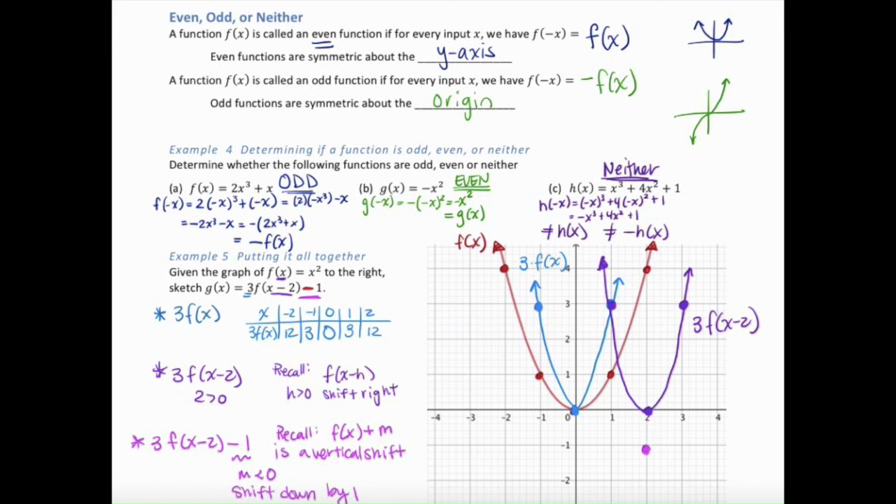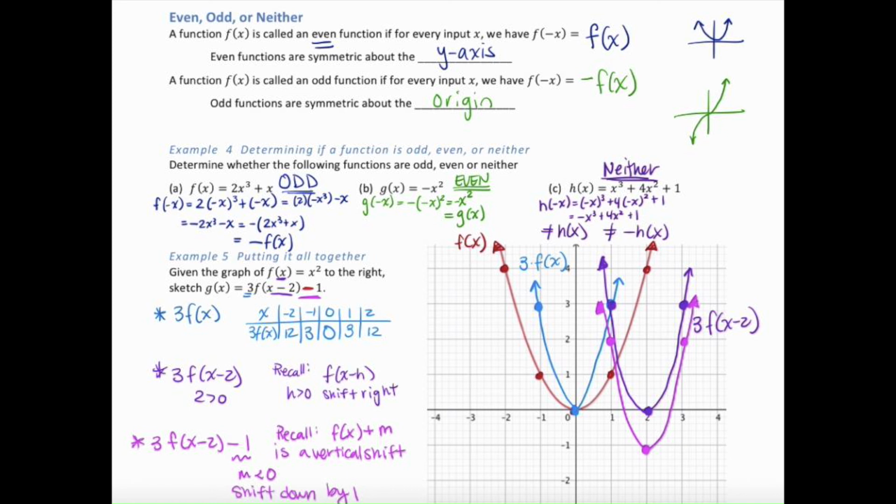So let's go ahead and shift this point down by 1. Let's shift this point here down by 1 as well. And let's shift this point here down by 1. Go ahead and connect this. So this graph in pink is our final graph.